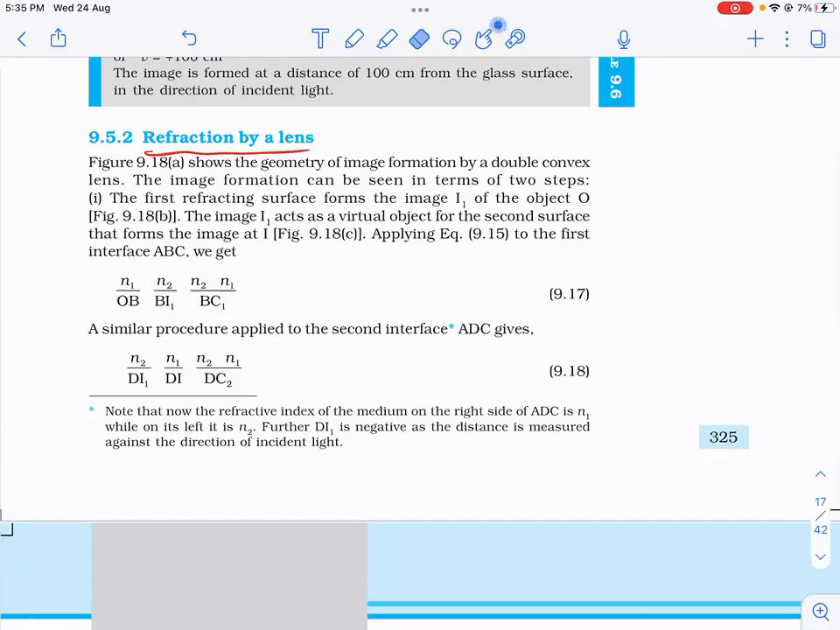mu1 by u is the refractive index of the medium where the object is placed. mu2 minus mu1 by R: R is the boundary, so the radius of curvature. Depending on how the surface is looking, you can find the radius of curvature. Am I clear to this point? Shall I proceed?